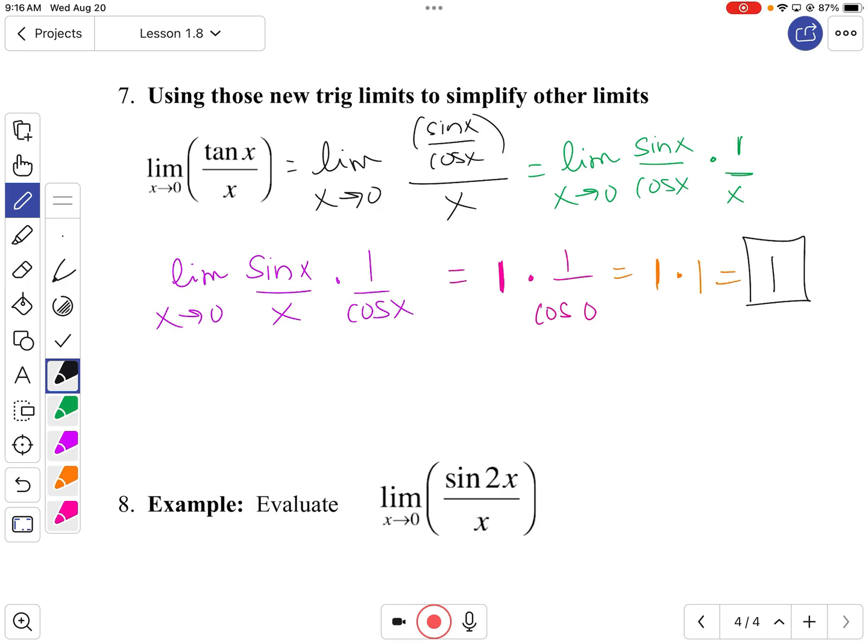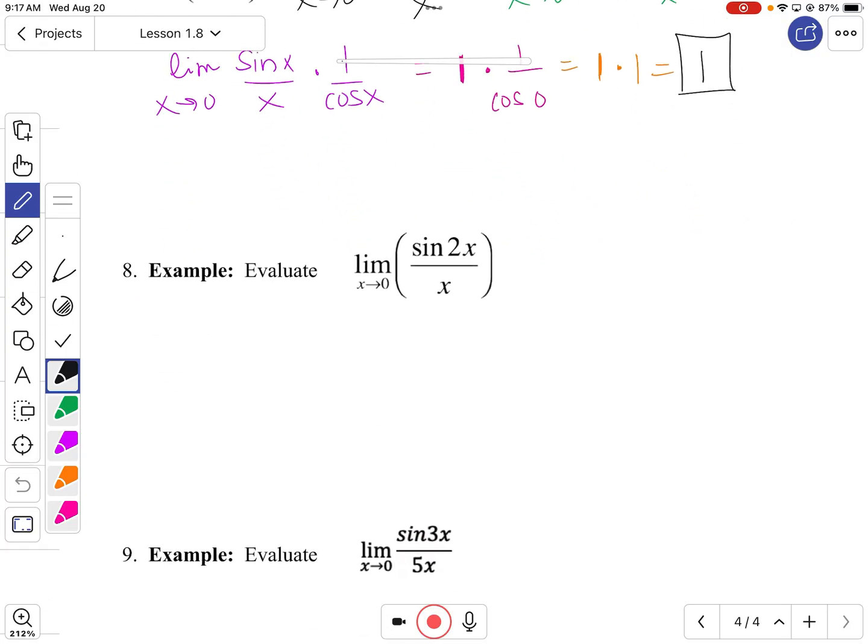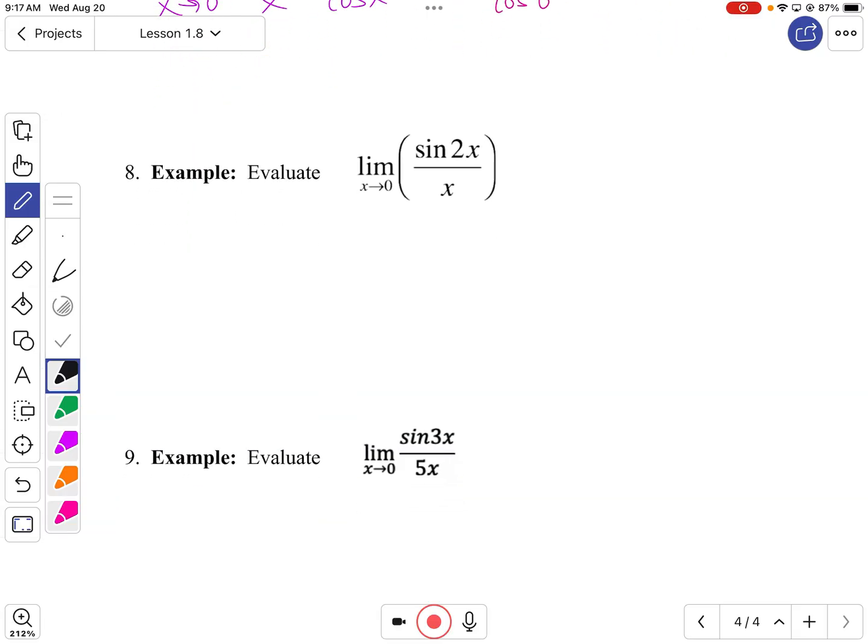All right, the next two are probably two of my favorites because it's going to show you a lot of cool things that we get to do because of limit properties, and those will continue to show up when we do derivatives and integrals and all kinds of good stuff. Okay, so when I look at this first one, limit as x approaches 0 of sine 2x over x, it looks a lot like my limit, but there's a problem. What am I missing?